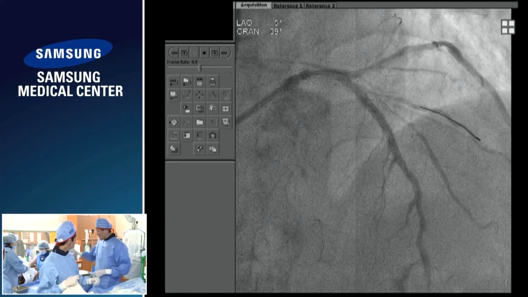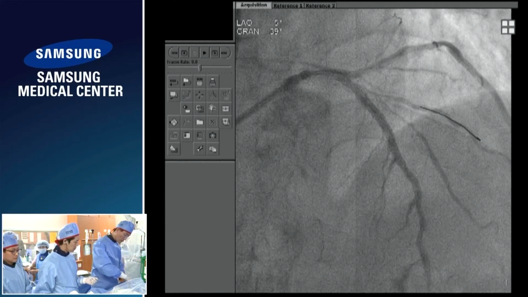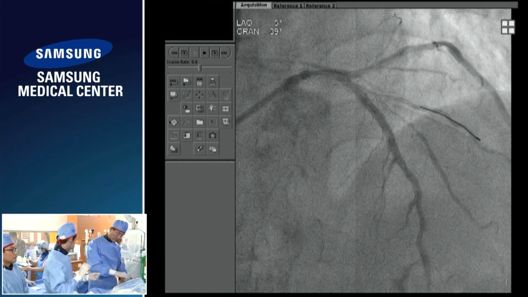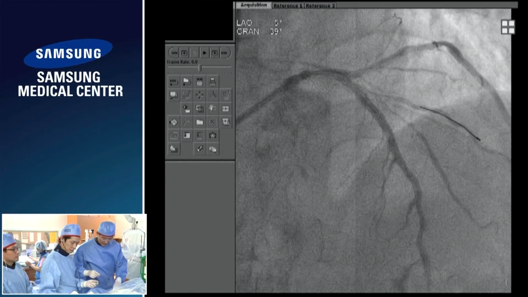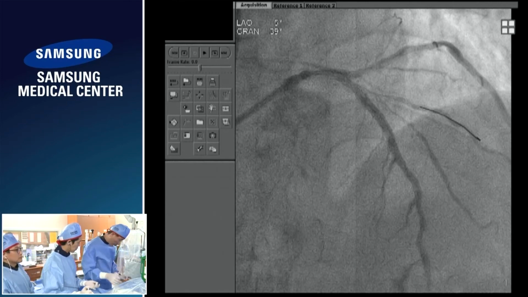No, check the diagonal branch. That is much more interesting. I'll not check the OCT. Yeah, okay. Check the diagonal IVUS. Flushing. Okay.